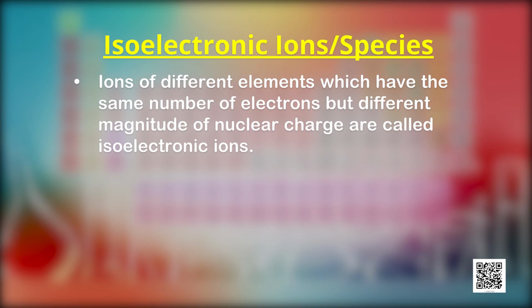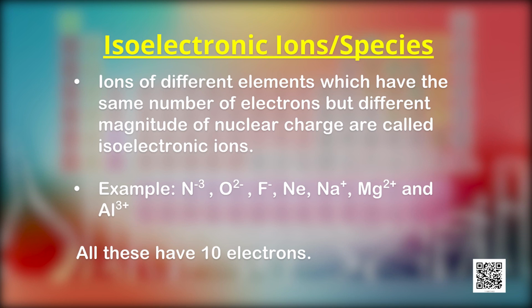Do you know? There are certain ions which have the same number of electrons. The ions and the atoms which have the same number of electrons but differ in the magnitude of nuclear charge are called isoelectronic species. Example: nitride ions, oxide ions, fluoride ions, sodium ions, magnesium ions, and aluminium ions. They all have 10 electrons in them. Do you think that isoelectronic species have the same size as well?